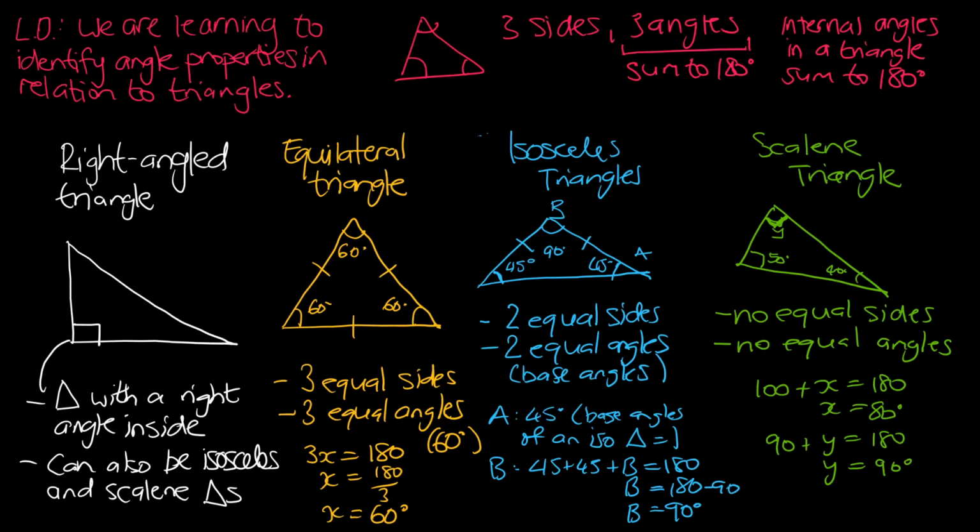So that was a very quick overview of the 4 types of triangles. We also went through and tried to identify the angle properties of each triangle. And we've gone through 2 geometric reasonings that we need to know. We need to know the internal angles of a triangle add up to 180 degrees, and we need to know that the base angles of an isosceles triangle are equal.